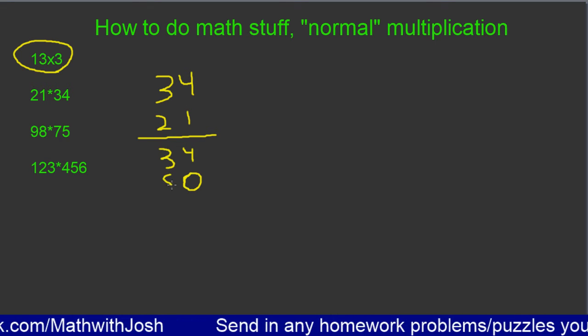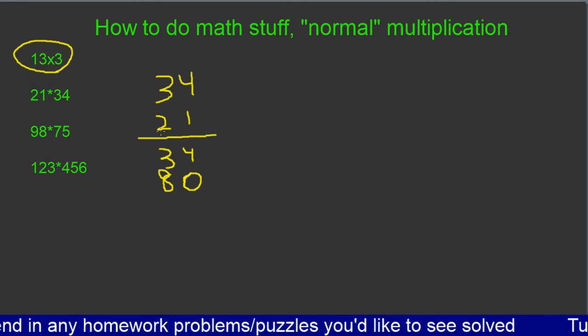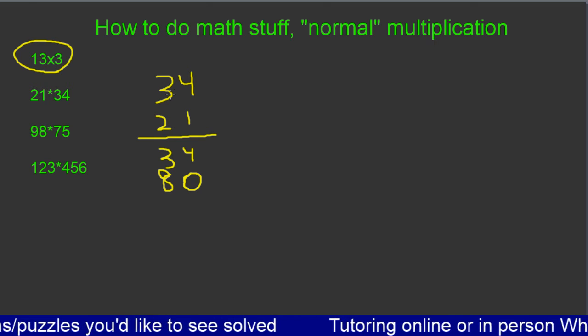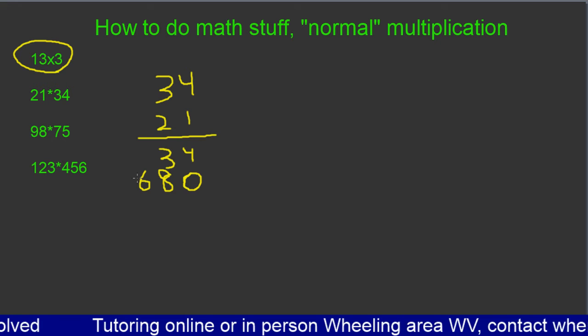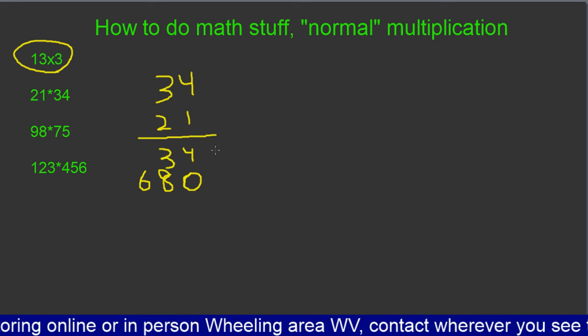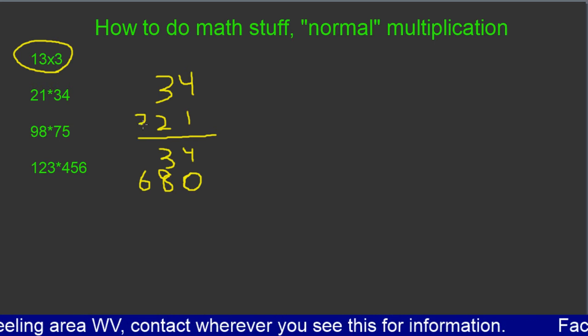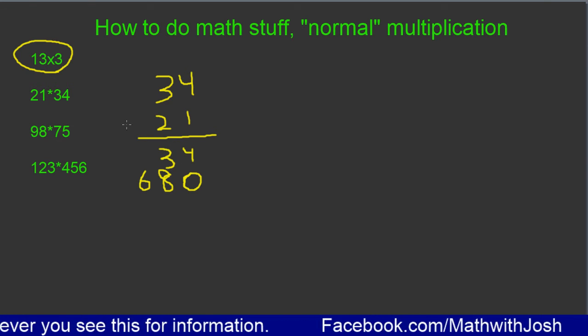2 times 4 is 8. Let me draw my 8s a little better. And 2 times the second digit of the top number, 3. 2 times 3 is 6. So now we have our 2 lines of answer. We can imagine, by the way, that if there were a third digit to this 21, now we would write 2 zeros and then do 3 times 4, 3 times 3.